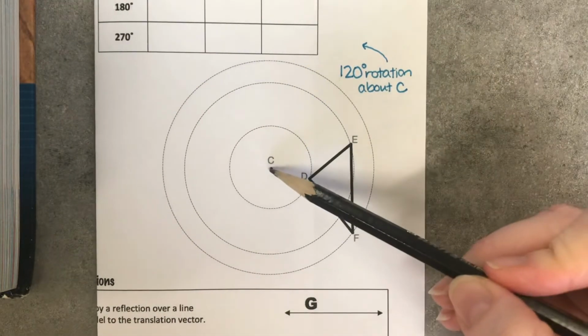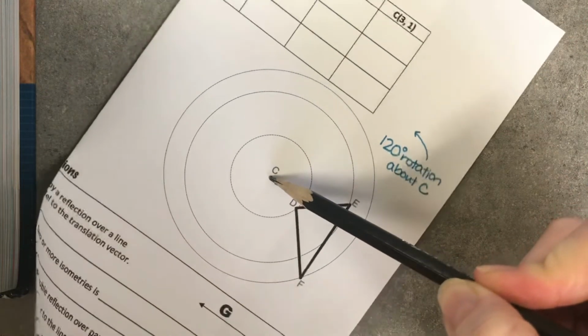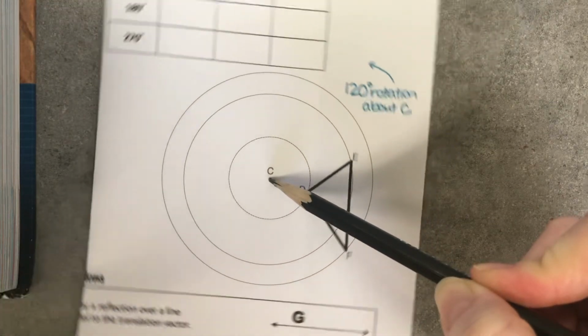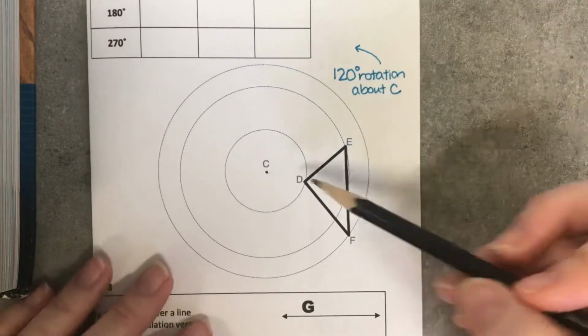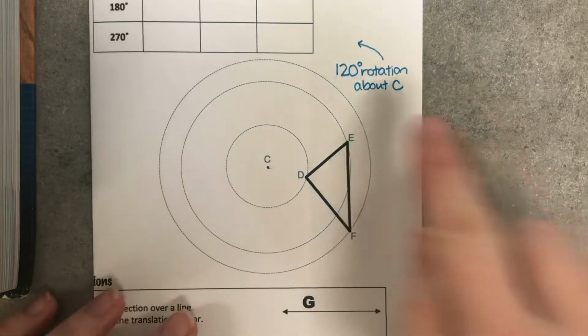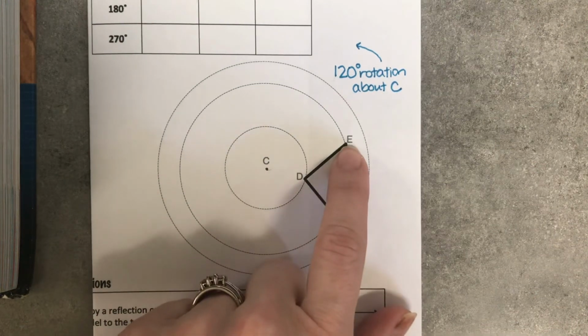So these circles indicate, as we spin this, where each point will stay put. You see that point F will stay on its own circle and point D on its own circle. Now we just have to figure out how far it will move on its circle, and that's where our protractor is going to come in. We're going to do the 120-degree rotation. Let's start with point E.